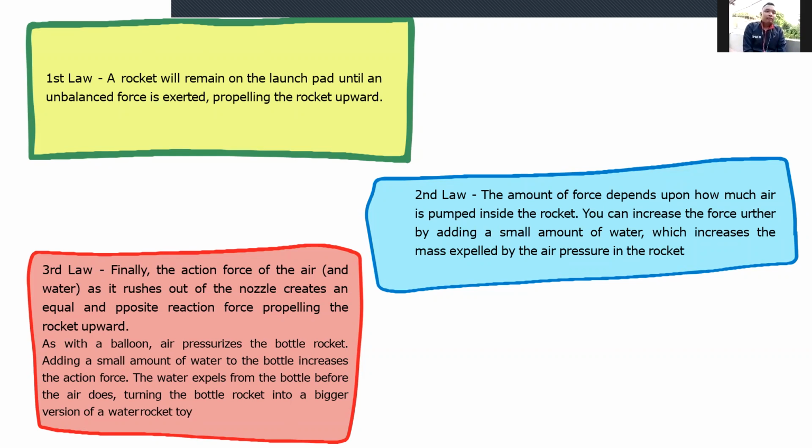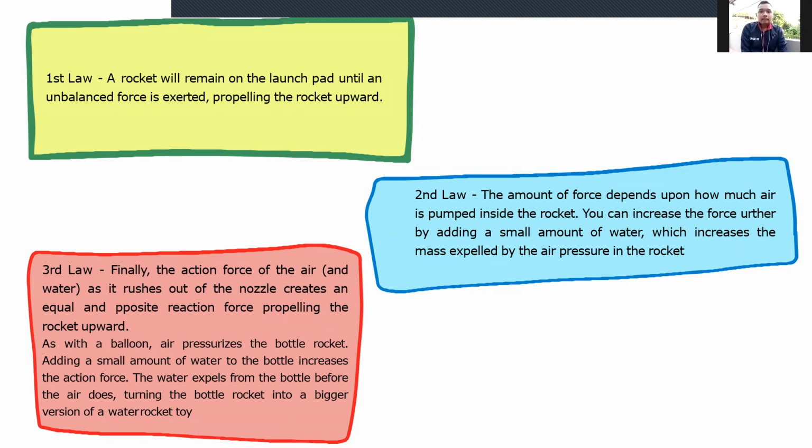So the first law is state that the moment of inertia, and it's applied in the air rocket. And the second law, the amount of force depends upon how much air is pumped inside the rocket. You can increase the force further by adding a small amount of water, which increase the mass expelled by the air pressure in the rocket. So according to the second law of Newton's, that has the formula of force equals to mass times acceleration. So it's applied too in the air rocket.